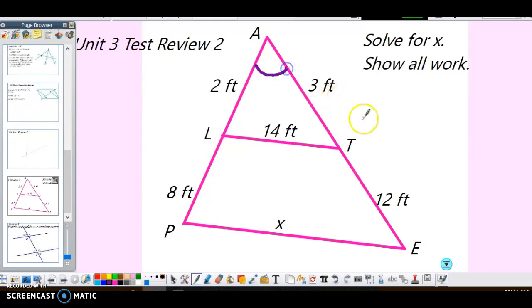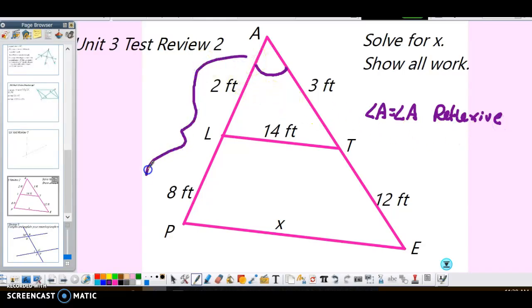I know that they share angle A. That's part of both of them. So I could write angle A equals angle A, which in terms of a reason, that's the reflexive property. Now I'm going to look at this side. The whole entire AP side of that triangle is 10. So if I were to make a scale factor ratio, I would write 10 over 2, because that's the small triangle, and see the scale factor is 5.